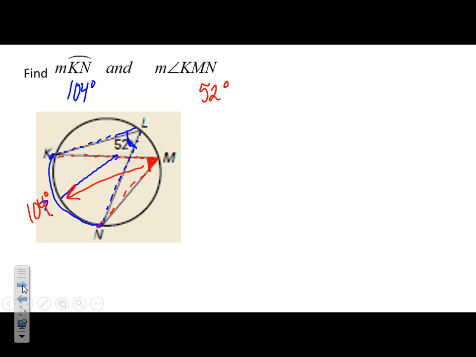So using this idea of looking across and finding those arcs is going to help us find angles on the circle, whose vertex is on the circle.